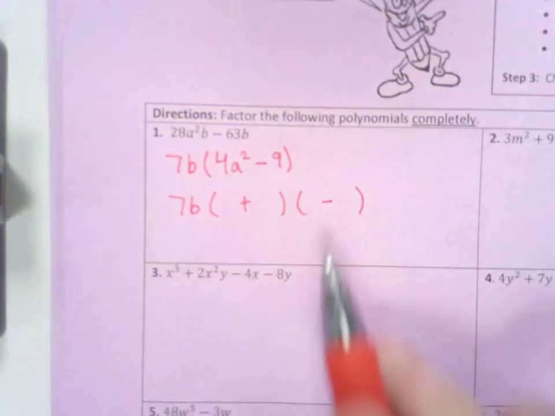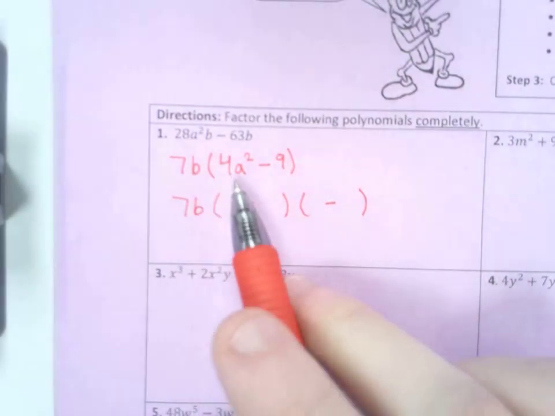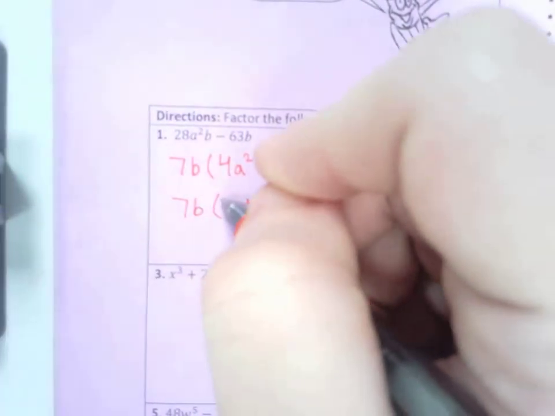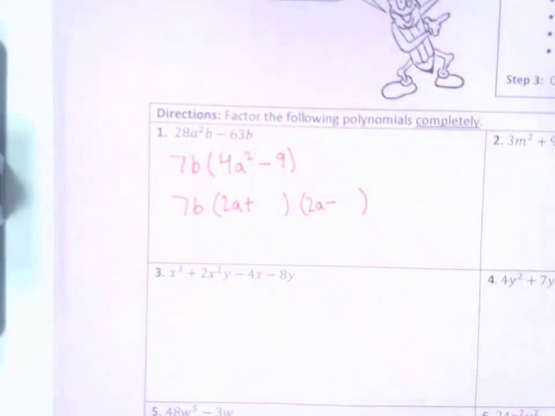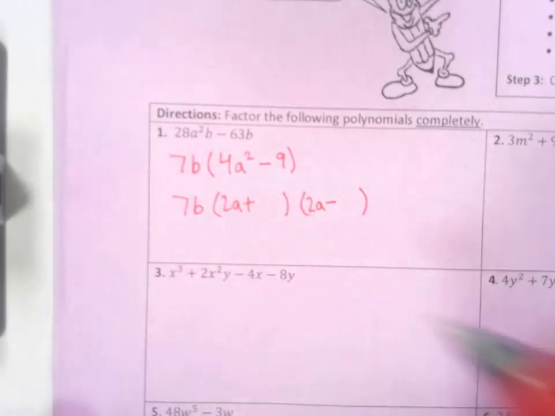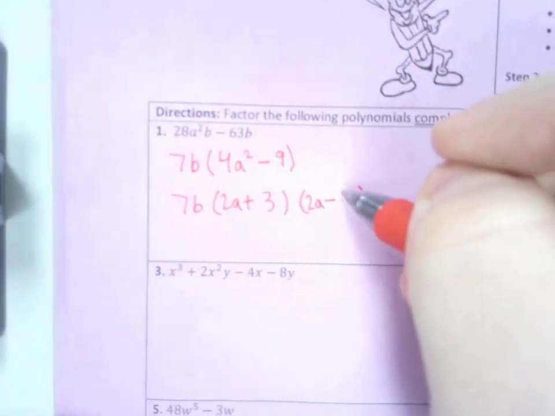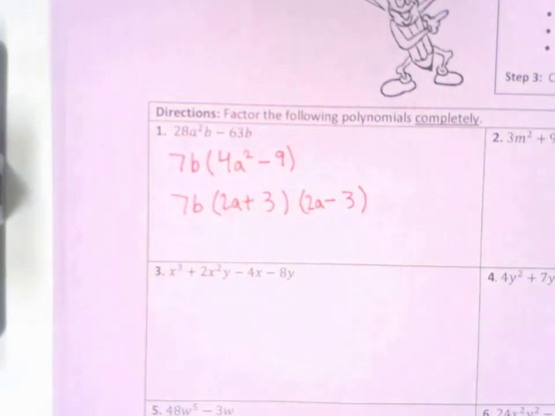Okay, so what's the first term? What's the square root of 4a squared? 2a, good. So if we take 2a and we multiply it by 2a, we get 4a squared, which is what we want. And what's the square root of 9? What was it? 3, good. So then you put 3 and 3 on the other side. Good. So this was a difference of squares at 2 terms.